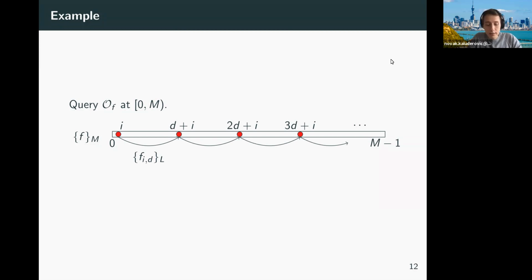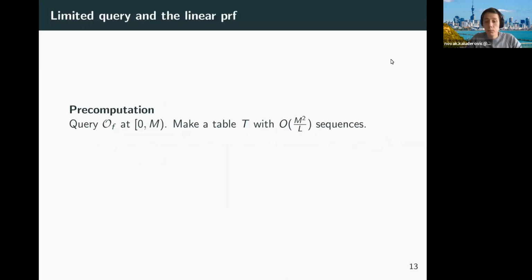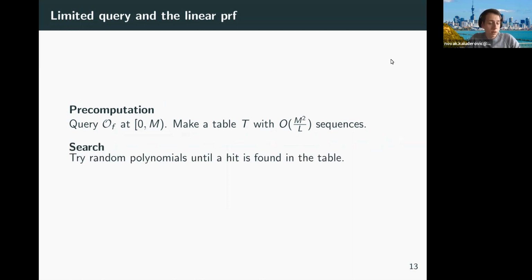And how many sequences of this type are contained in 0 to m? Somewhere around m squared over L. So from m queries, we can obtain m squared over L Legendre sequences. This gives rise to the following algorithm in the limited query case. In pre-computation, we query the oracle in the interval 0 to m, and we create a table with m squared over L sequences. Then in the search phase, we simply compute random polynomials until we find a hit in the table. The expected runtime is p to the r divided by the table size, which is m squared over L.